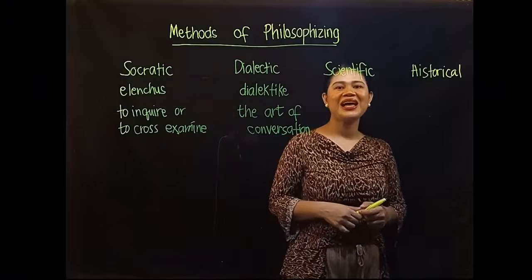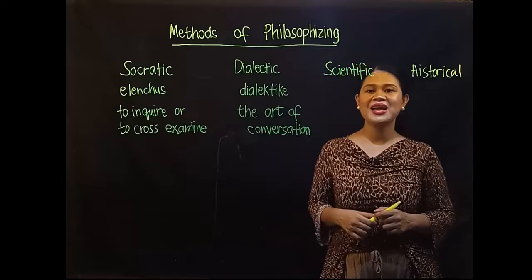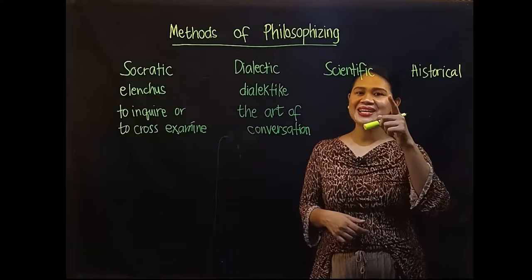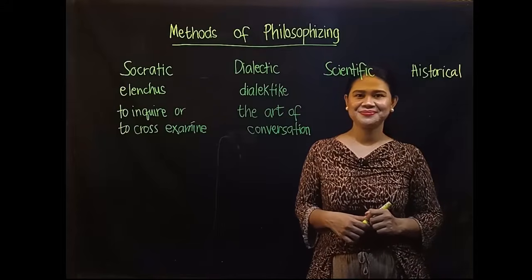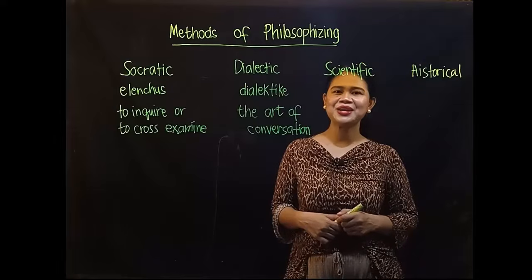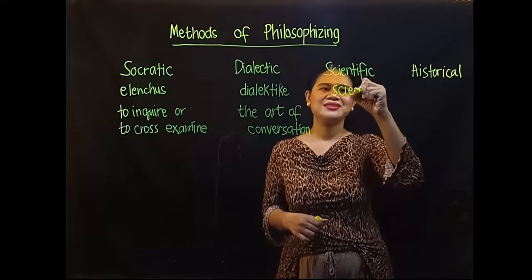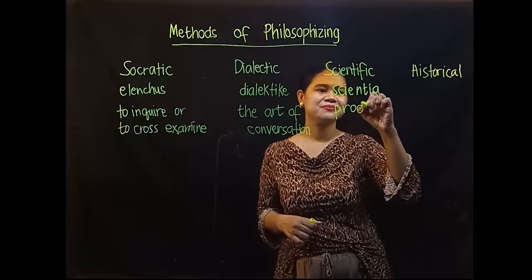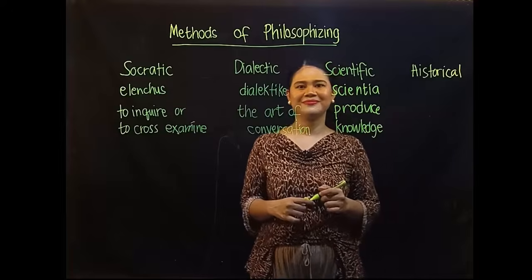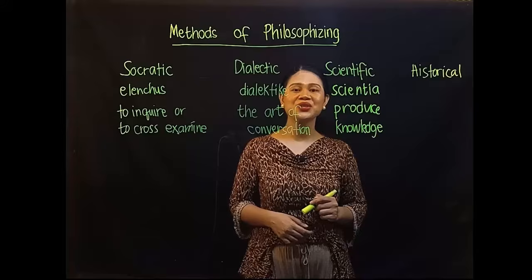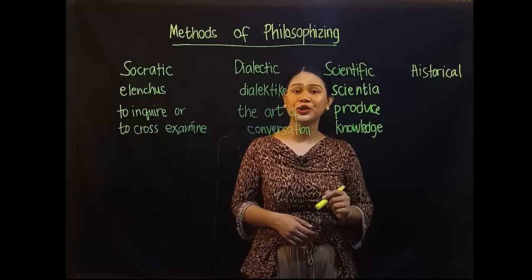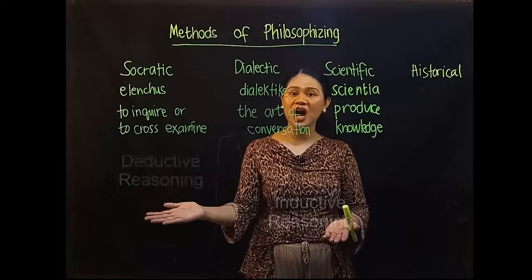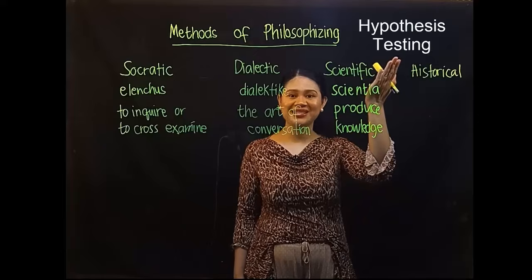In the example presented, the lesson involves the process of experimentation and observation. And it is referred to as the scientific method of philosophizing. The term science derived from the Latin word scientia, I hope I also pronounced this correctly, which means to produce knowledge. The scientific method, also called the empirical method, is the process of determining truth through experimentation, observation, inductive reasoning, deductive reasoning, and hypothesis testing or theory testing.